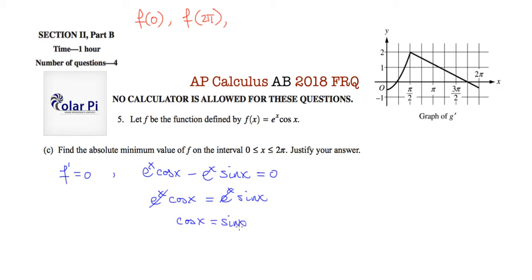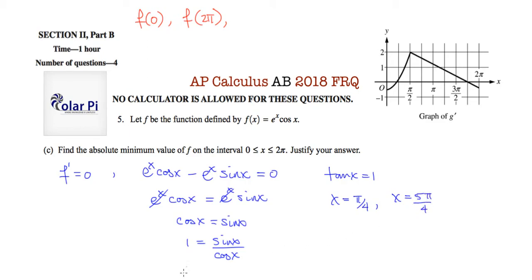Then dividing both sides of this equation by cosine x, we can write that 1 is equal to sine x divided by cosine x. But we all know that sine x divided by cosine x is tan. So we're looking for tan x equals 1 on this interval. So that's got to be x equals pi over 4, and then again, x equals 5 pi over 4.